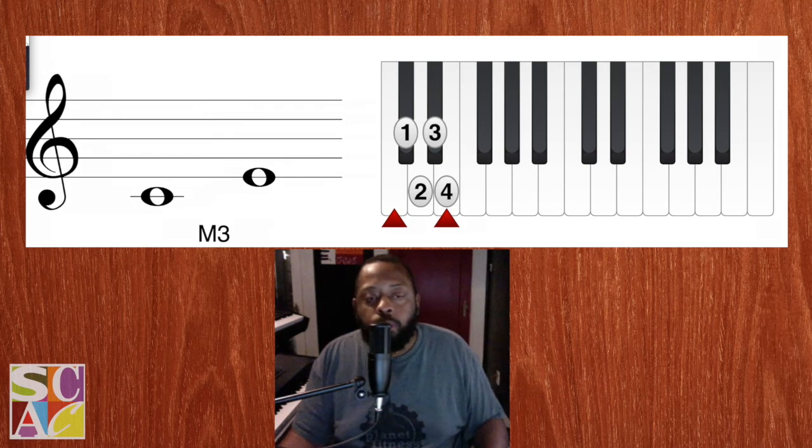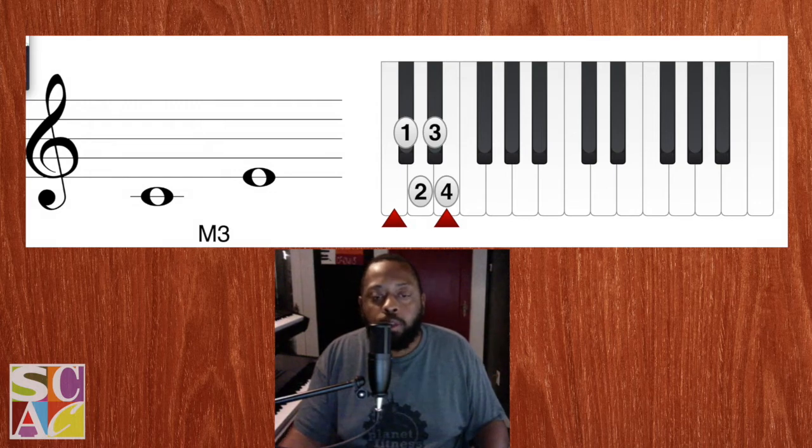The next interval is a major third. It consists of four half steps. Let's go to the keyboard. From C to C sharp is 1, C sharp to D is 2, D to D sharp is 3, and from D sharp to E is 4. So from C to E is called a major third.